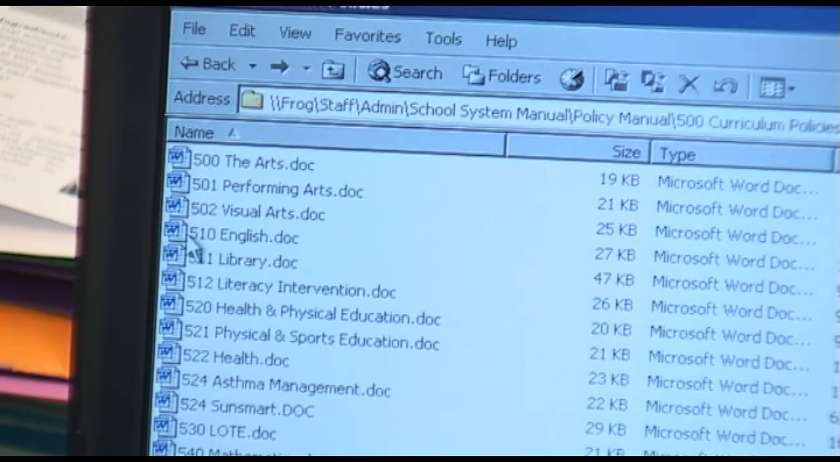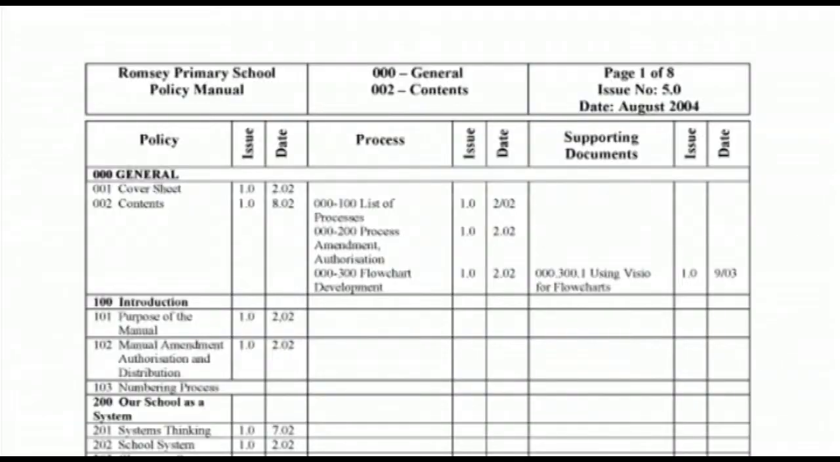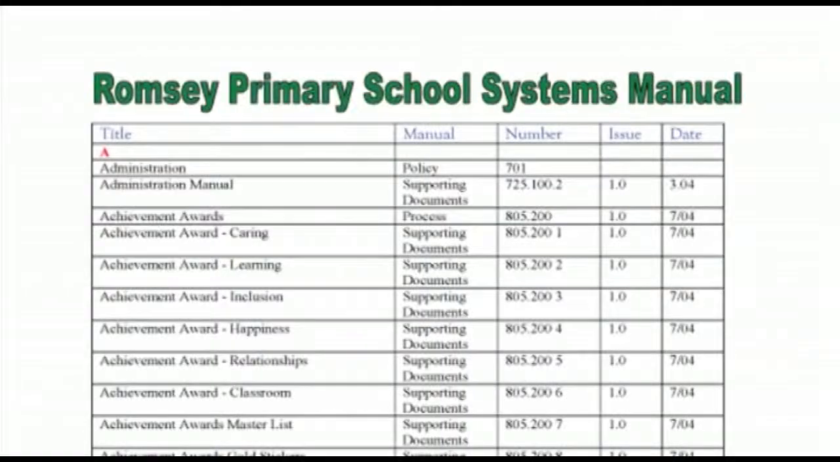The manual also has a comprehensive index found in the policy manual in 000, and staff know that if they aren't able to track their way through the folders electronically, they can go to the manual and find either alphabetically or numerically the document that they're looking for.